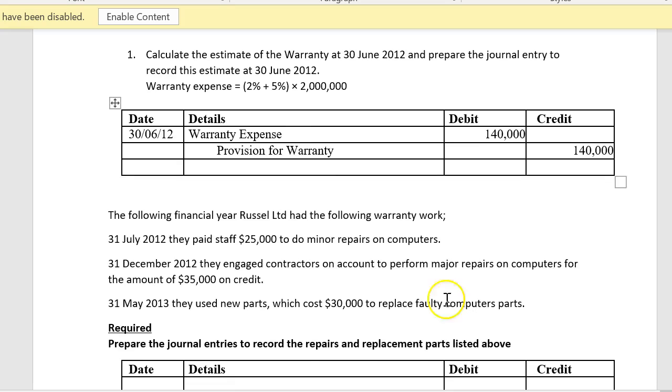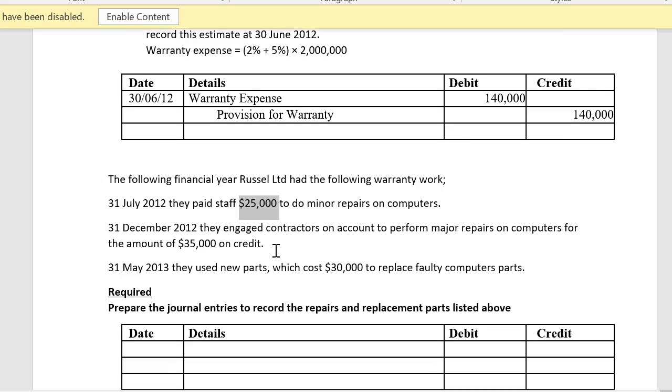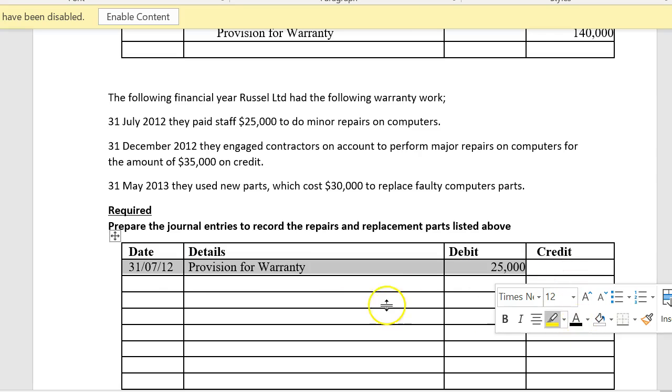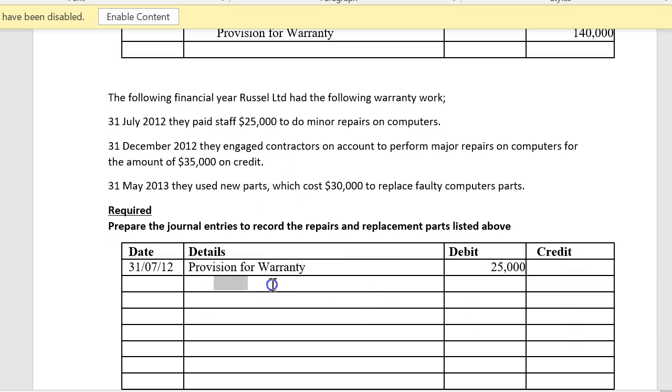Okay. Right. On the 31st of July 2012, business paid $25,000 to do minor repairs, which means they paid cash to do minor repairs. Now, how do we record repairs under warranty? So guys, what we need to do is first debit provision for warranty. In this case, the date is 31st of July. You debit provision for warranty, 25,000, and we credit cash at bank, 25,000.